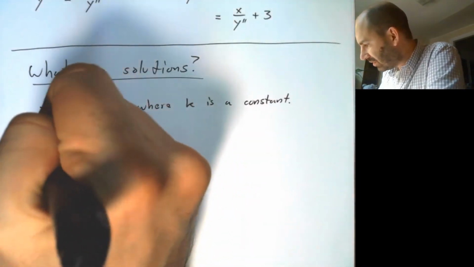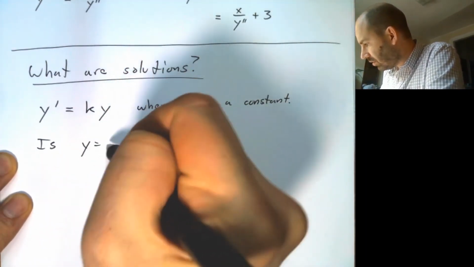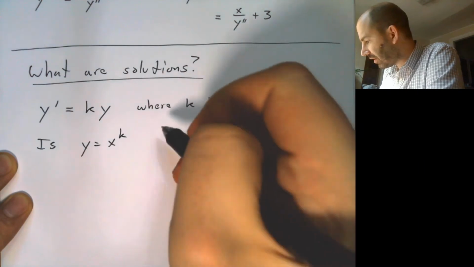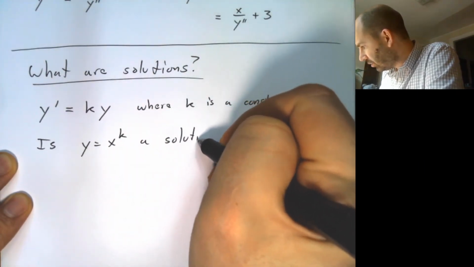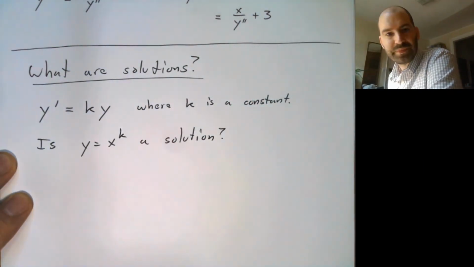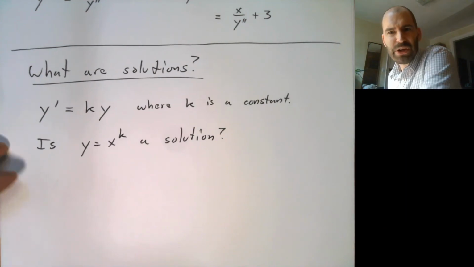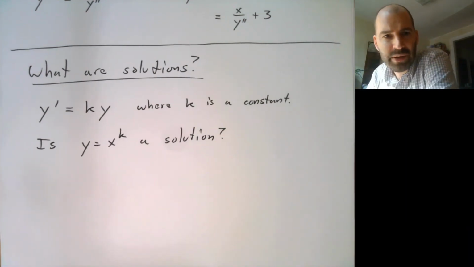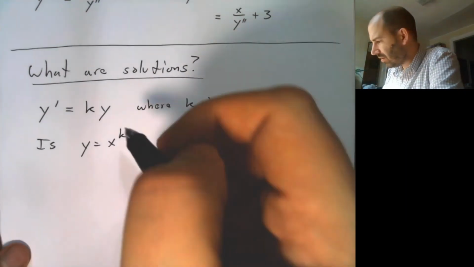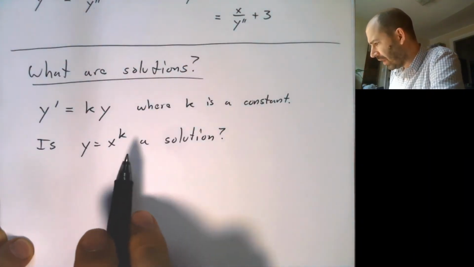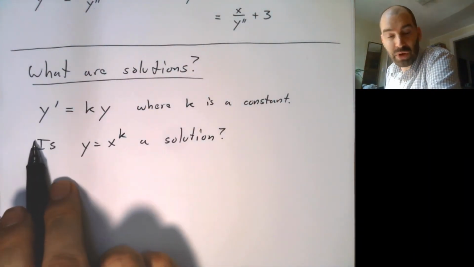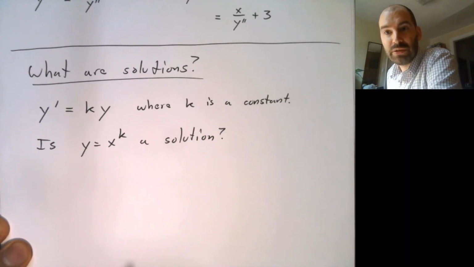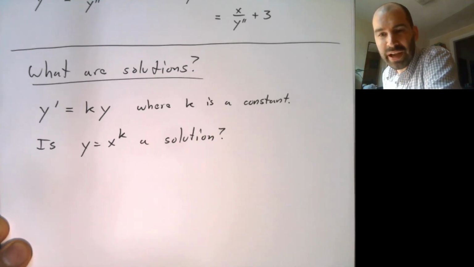So for instance, is y equals x to the k a solution? That might be a good guess at what the solution might be. So is that guess correct? Y equals x to the k. Well, how would I check it? Well, I just have to plug it in and see if it makes the equation true. It's just like substituting in algebra.